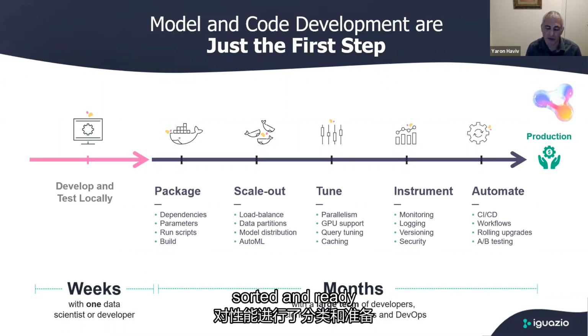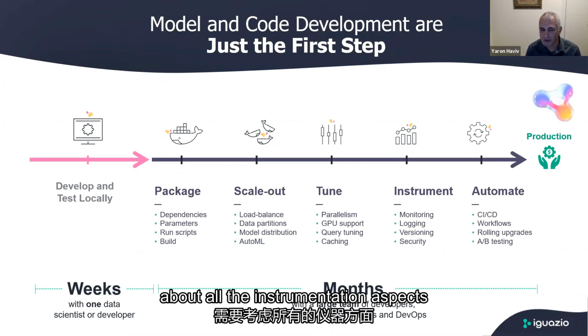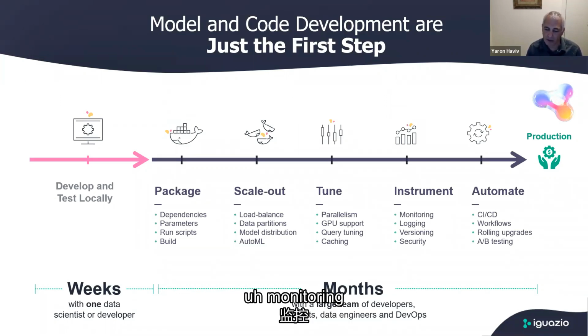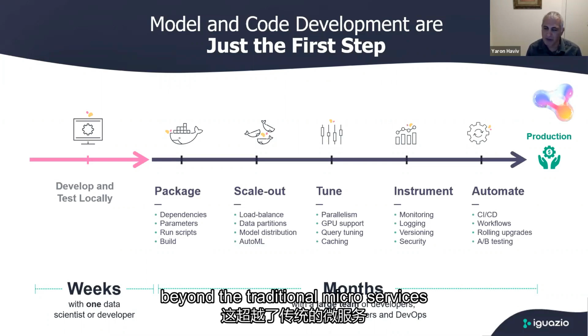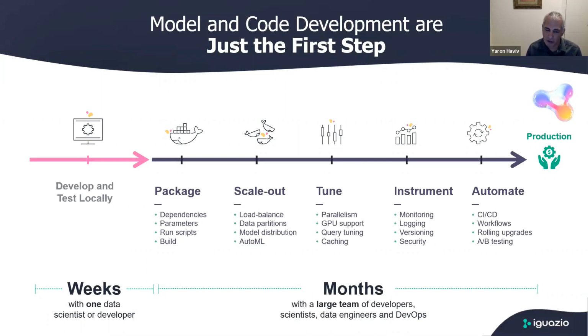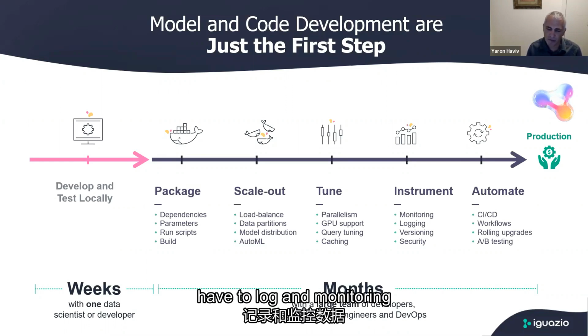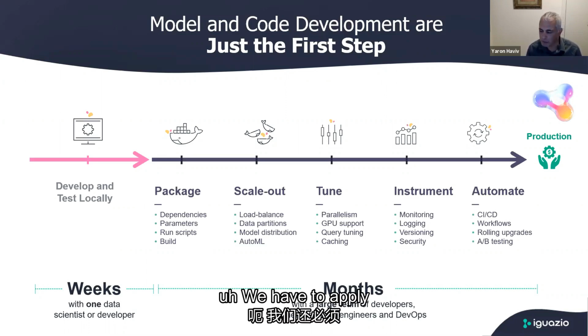Once we have the performance sorted and ready, then we need to think about all the instrumentation aspects: monitoring, logging, observability, versioning, security. Now, this goes beyond the traditional microservices and cloud native architecture, because we're not just monitoring the container. We have to log and monitor the data. We have to monitor the versioning of the data. We have to apply security also for data access. So this is more complicated, especially when there is liability associated with machine learning. If our model doesn't predict things properly, we may lose money. We may annoy someone and he wants to sue us because we made some gender bias.